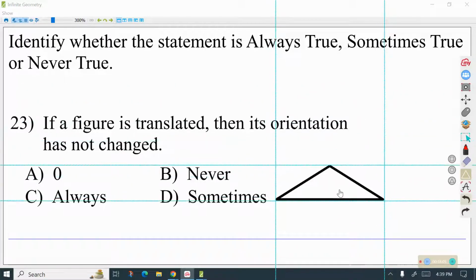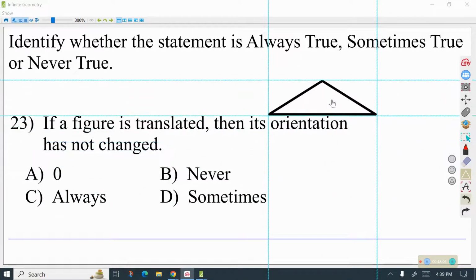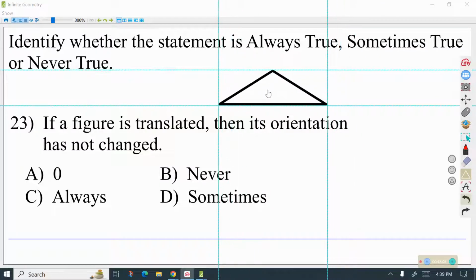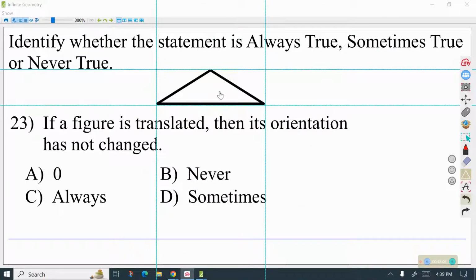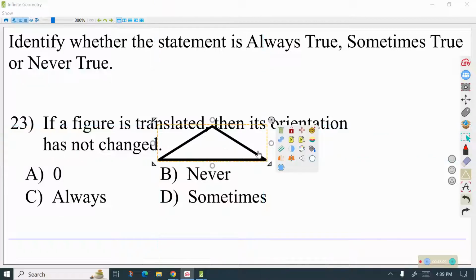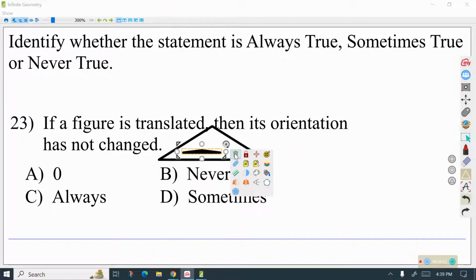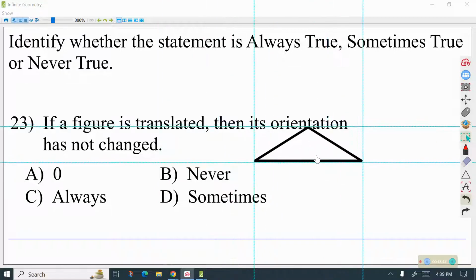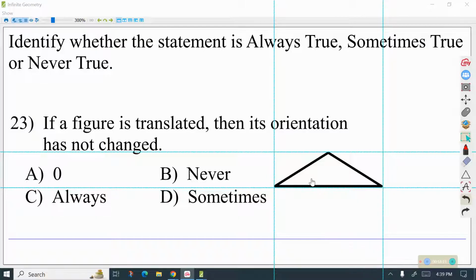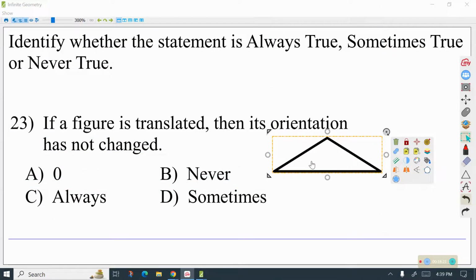Right now, I am translating the triangle up, okay? Right now, I'm translating the triangle left. Now I'm translating it down, and now I'm translating it right. You see what I mean? When you translate something, it moves, but it doesn't move relative to itself, right?